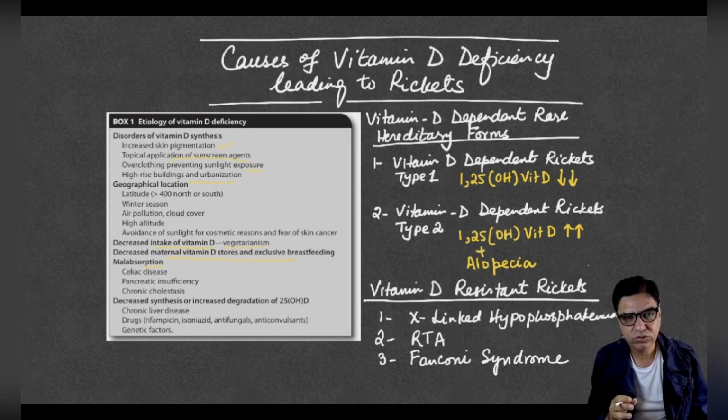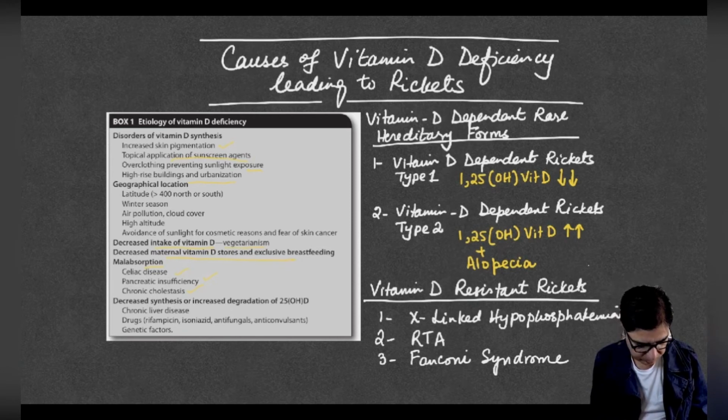Similarly, those diseases in which there is malabsorption, where the food products, even when you consume them, are not absorbed properly. For example, celiac disease, pancreatic insufficiency, or chronic cholestasis, where the bile is not coming. As I told you, vitamin D is basically a fat soluble vitamin. So in these conditions, even if you are taking a good quality diet, it's not absorbed and the body is not getting it.